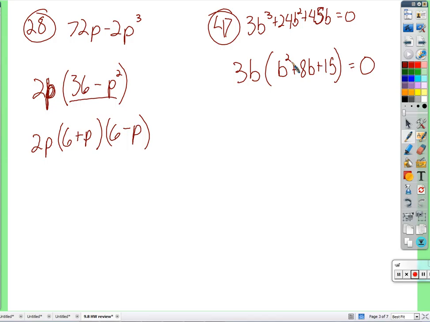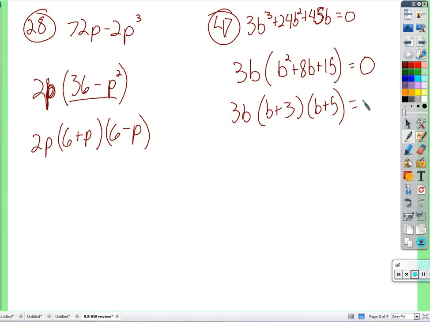Okay. Well, then you have to factor it again. Factor this again. So 3B times B plus 3 times B plus 5. Because if we multiply this out, we get B squared plus 8B plus 15. 3B plus 5B is 8B, and 3 times 5 is 15.